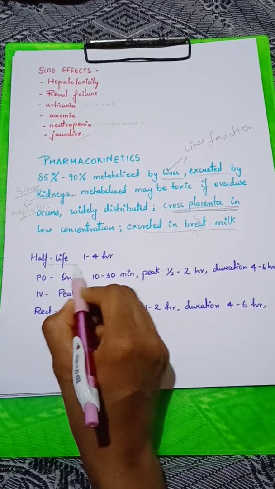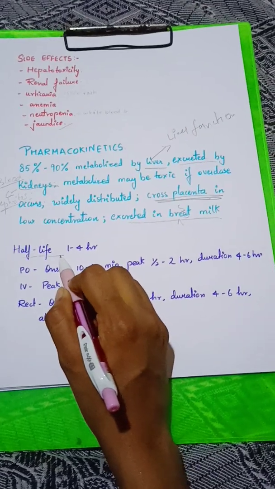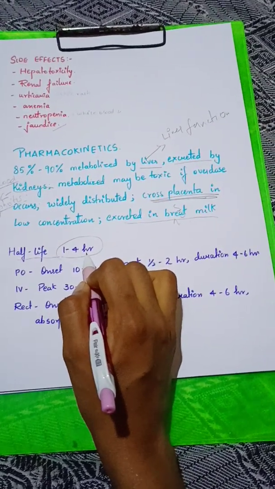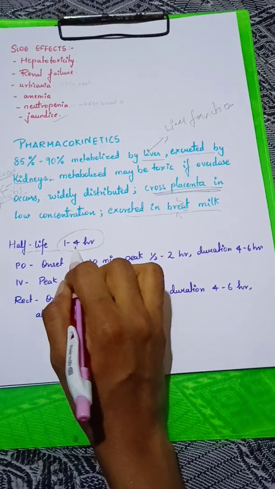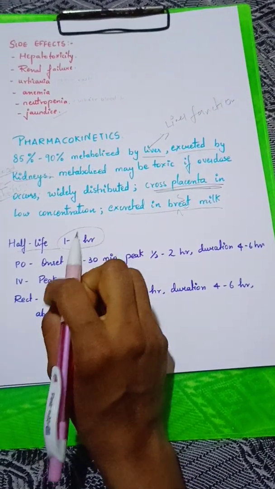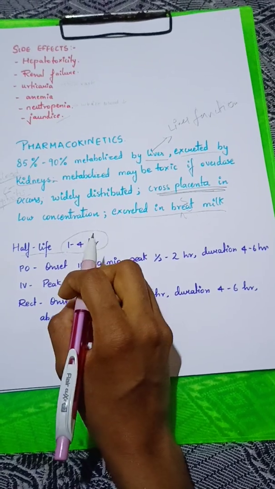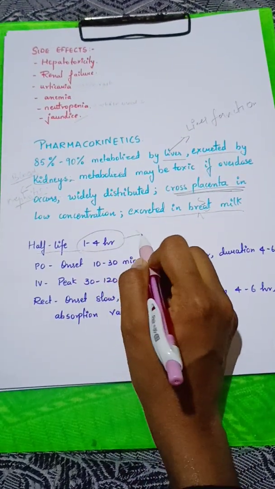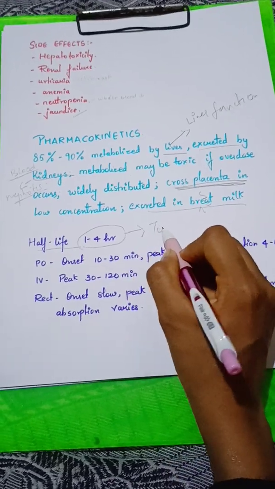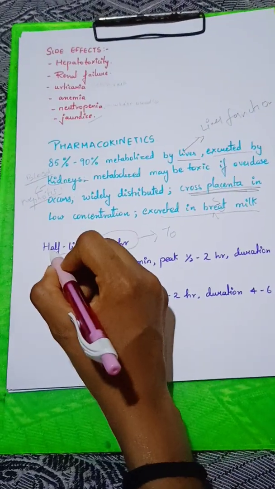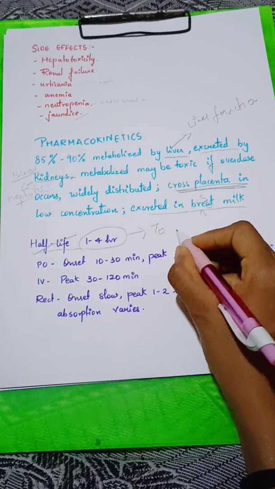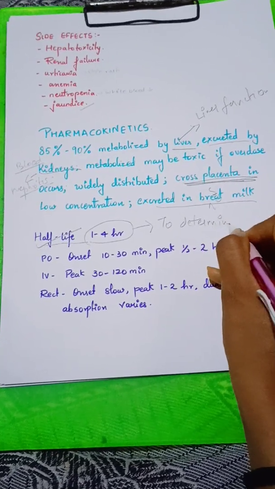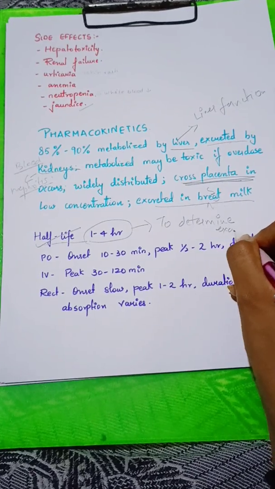The half life of acetaminophen is 1 to 4 hours. As I've already informed, half life is the time it takes for the amount of active drug substance in your body to reduce. In a simpler way, we need to know this to determine the excretion rate.